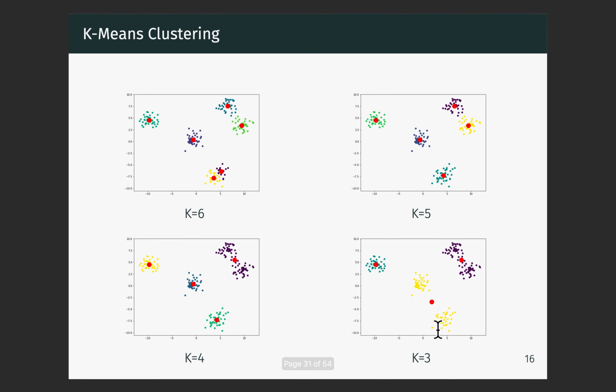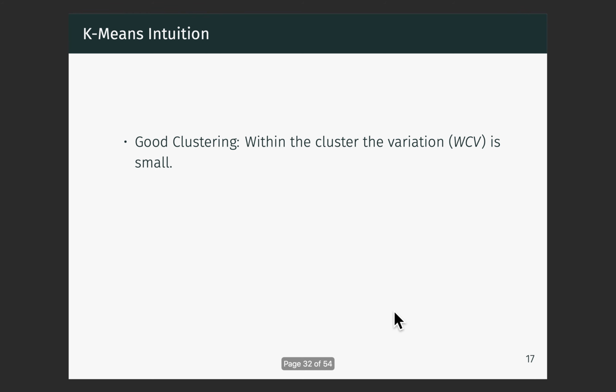Like this particular cluster does not look like a very good cluster to all of us because we see that there's a huge amount of variation within this cluster. There are points which are really high on this dimension, and then there are points which are really high on the other dimension or low on the other dimension.